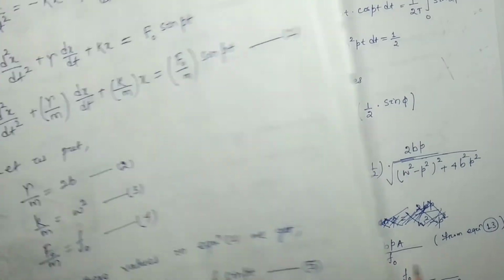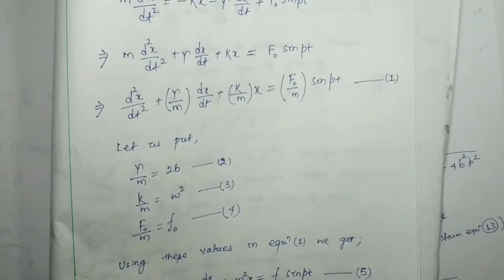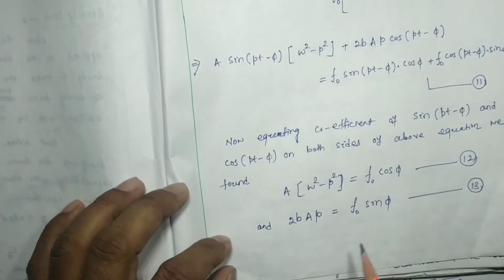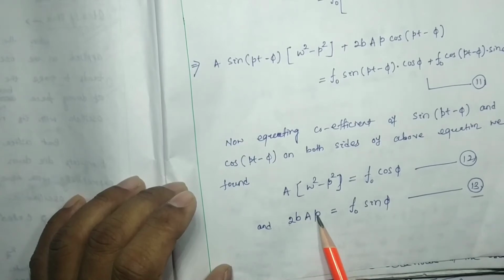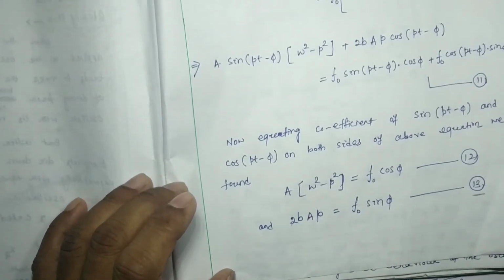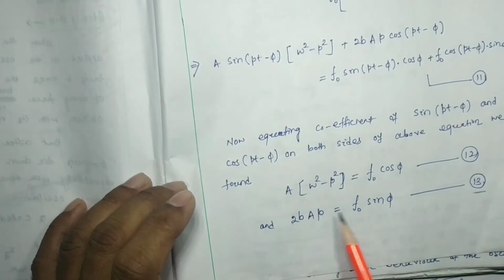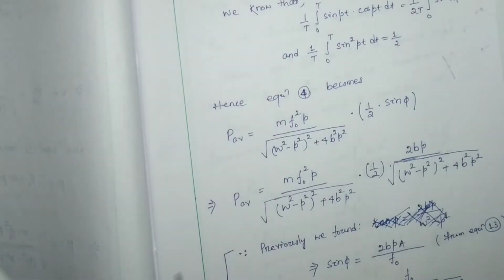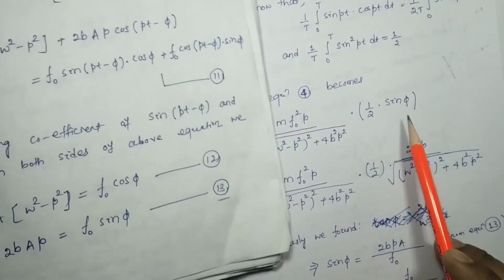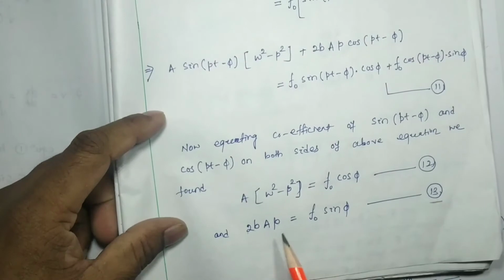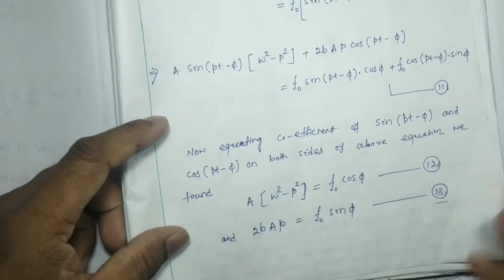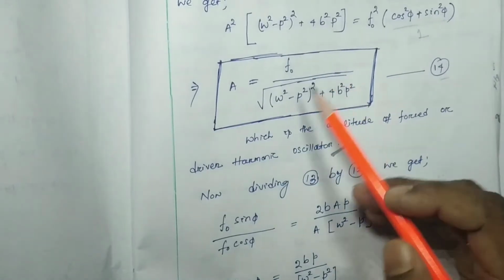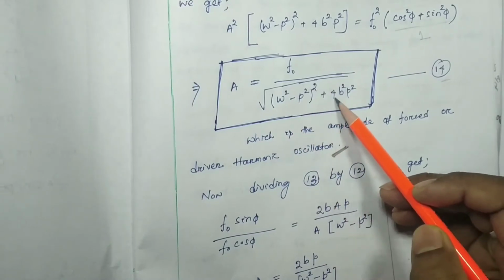Come to the beginning of our derivation, then you can find here. You can check your equation number 13. Sin phi will be 2bAp by F0. Now we have to just put the value of A. A will be nothing but this one, F0 by root over of omega square minus p square whole square plus 4b square p square.